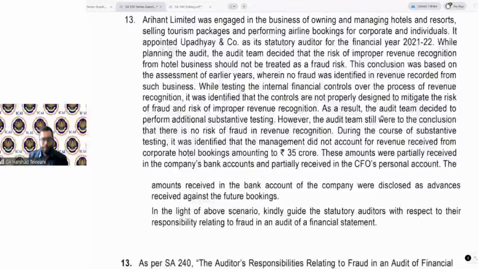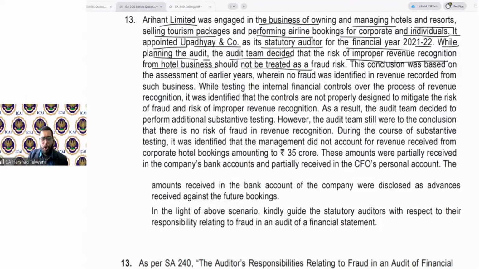Let us see one more question. Arient Limited was engaged in the business of owning and managing hotels and resorts, selling tourism packages, and performing airline bookings for corporates and individuals. It appointed Upadhyay and Company as its statutory auditor for the financial year 21-22. While planning the audit, the team decided that the risk of improper revenue recognition from the hotel business should not be treated as a fraud risk. The conclusion was based on the assessment of earlier years, wherein no fraud was identified in revenue recorded from such business.